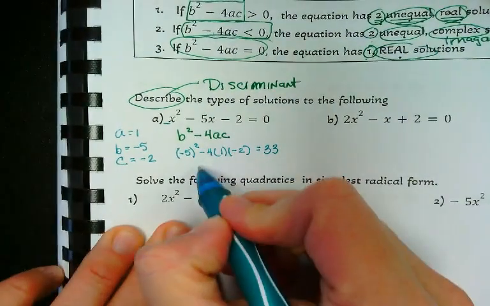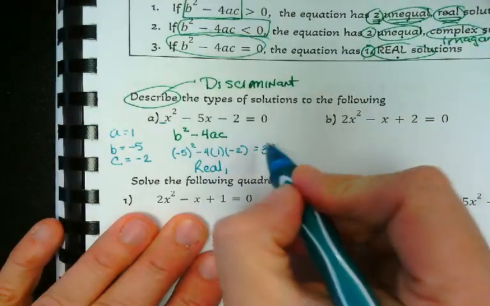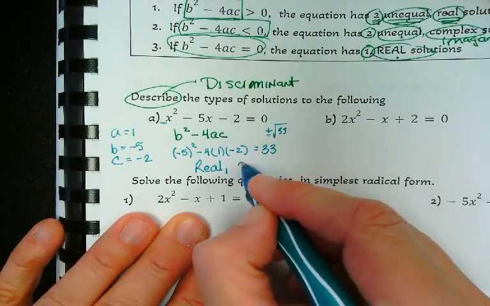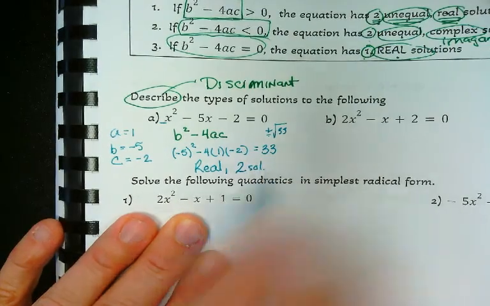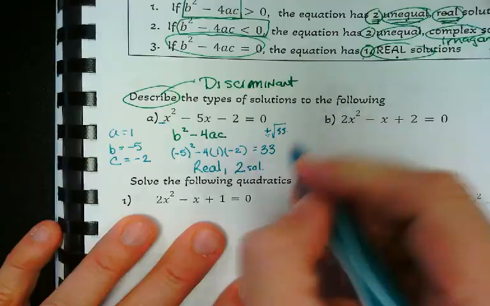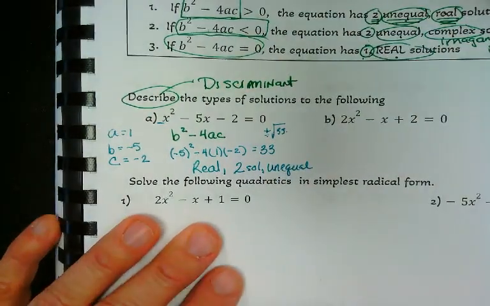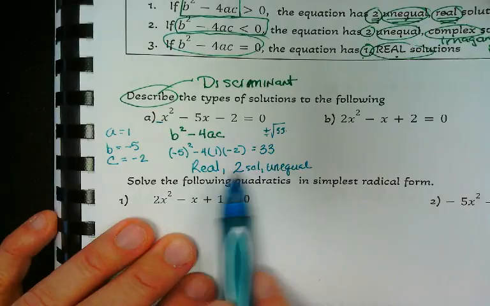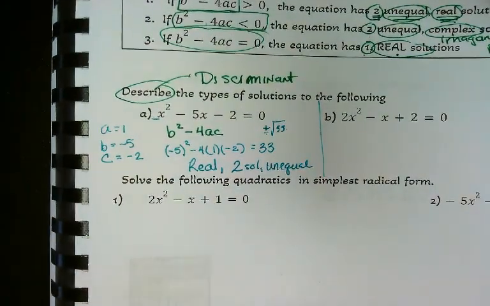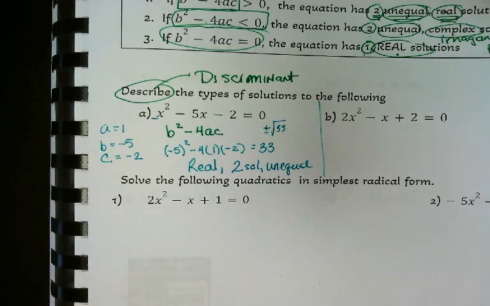Positive, therefore it's a real number. It's going to sit under the radical with a plus or minus. That tells me there are 2 solutions. And positive root 33 is different from negative root 33, therefore they are unequal. So I'm getting 2 real unequal solutions. I don't know what they are, but I have to be able to describe them. Okay, and we'll try the next one.